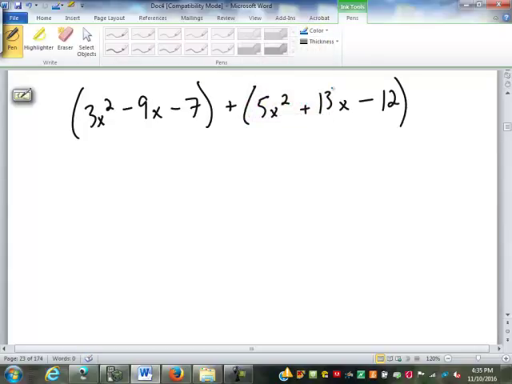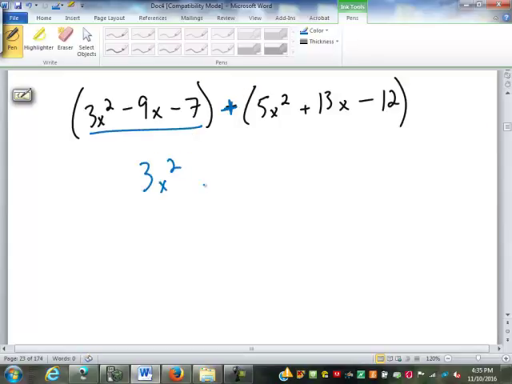There's a couple of ways we can go about it. Many of you are probably taught that since this is addition here, you just drop the parentheses and combine like terms, and that does work. Technically, what you're doing is you're adding these just like you would any whole number.